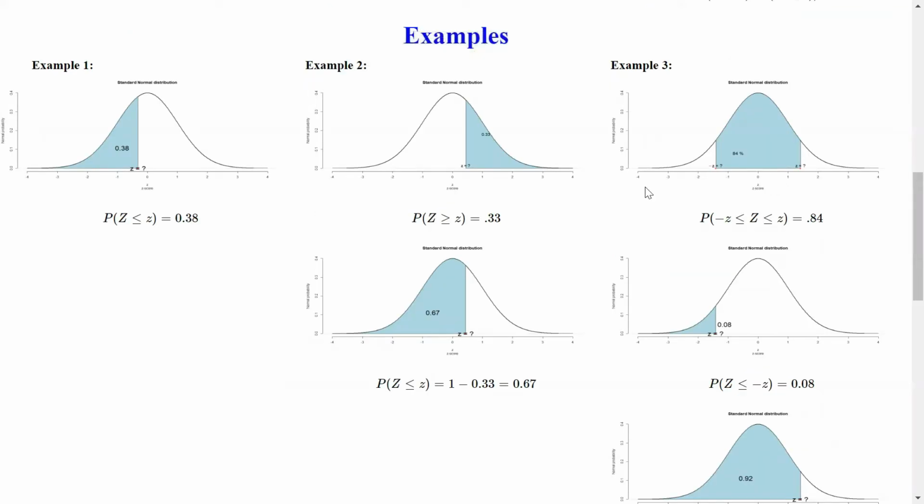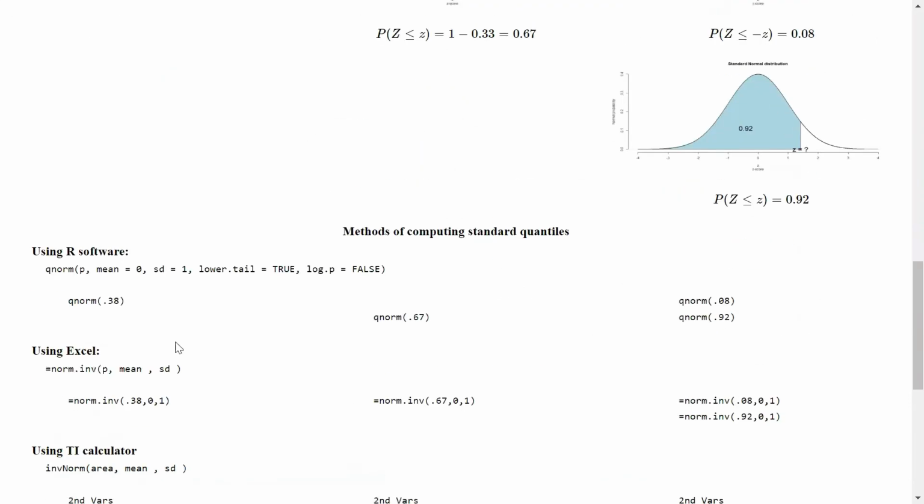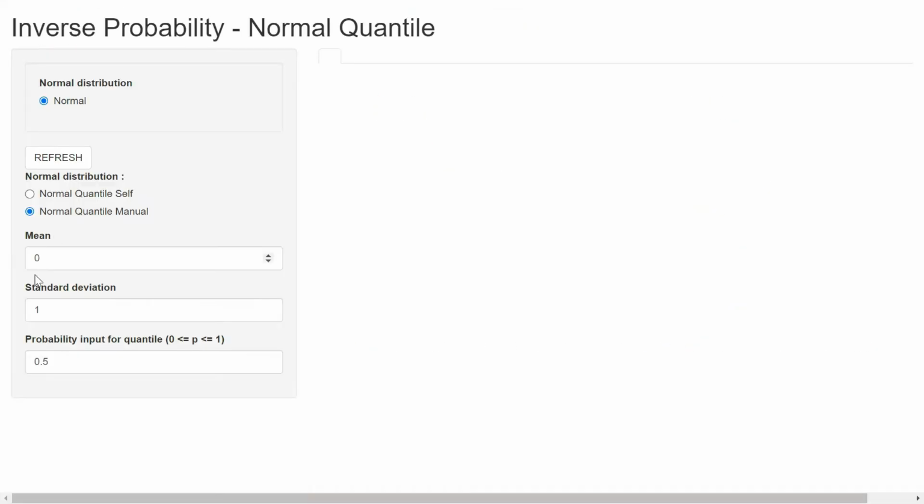We have changed all the quantiles into the left. Now we shall proceed to compute these quantiles using different methods such as R, Excel, TI calculator, Z table, and my website. First, an easy one to start the process is to visit my website link here. This is the page. Select normal quantile manual. For standard normal, keep this mean and standard deviation as it is.